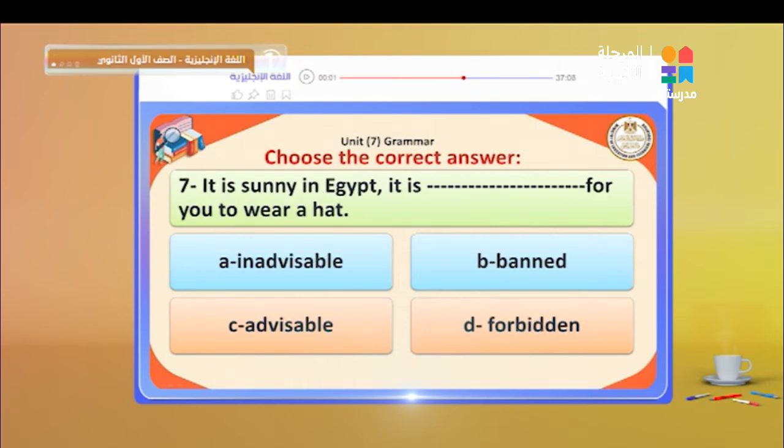Question number 7. It's sunny in Egypt. It is advisable for you to wear a hat. It's sunny, the sun is very hot in Egypt, so it's advisable for you to wear a hat. What does it mean, it's advisable? Means I advise you to wear a hat in Egypt because the sun is very strong. So it's advisable to. Look at this structure again. It's advisable to. What does it mean? Means you should wear a hat or you ought to wear a hat. Or if I were you, I would wear a hat.